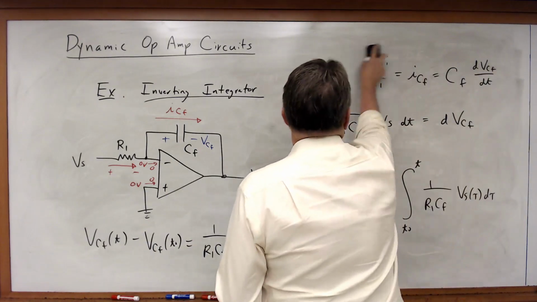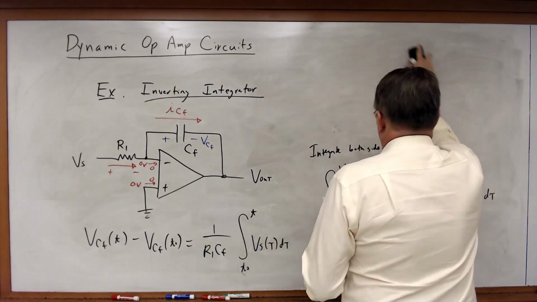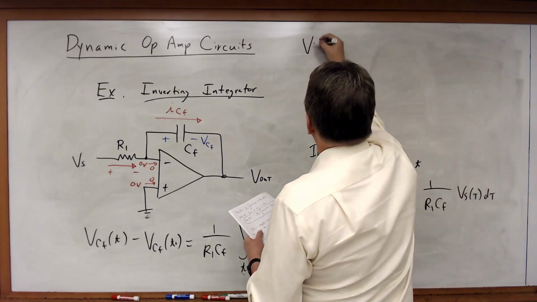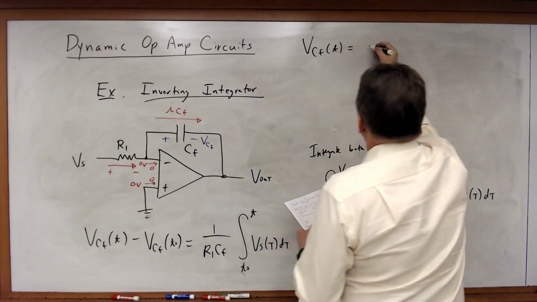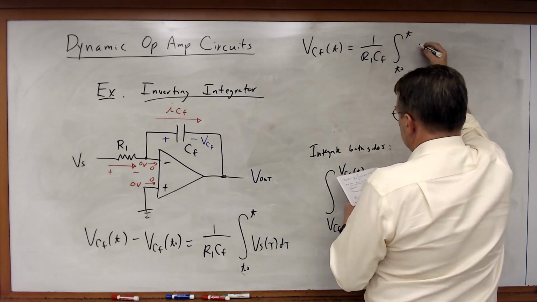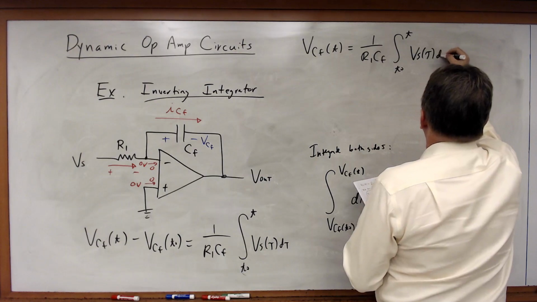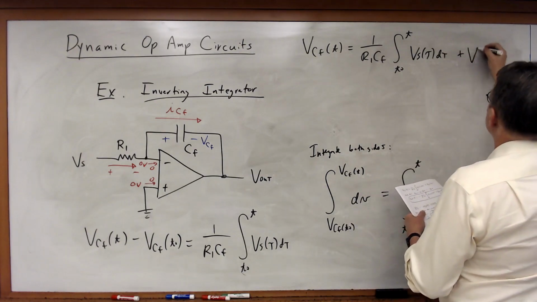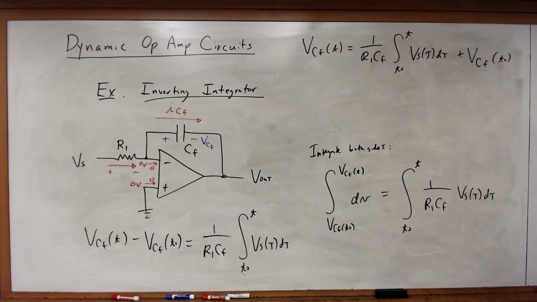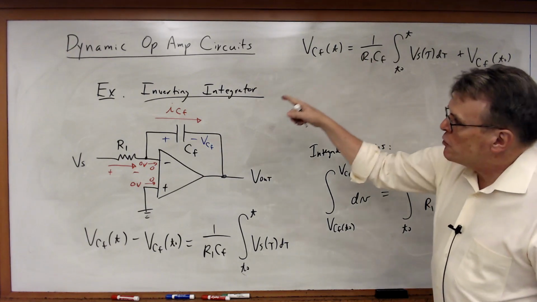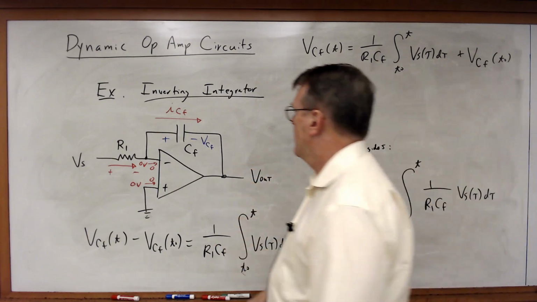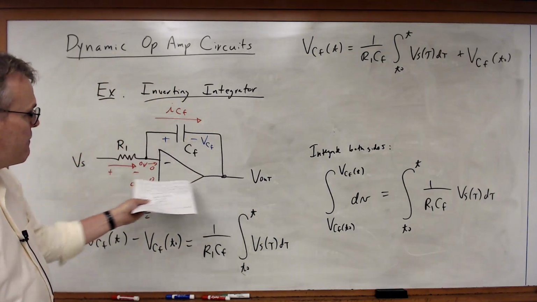So in this case, I can bring this over to the other side. So V_Cf(t) is equal to 1 over R1 Cf times the integral from t0 to t of Vs(tau) d tau plus V_Cf(t0). So I've got an expression now for the voltage across the capacitor. Where do I go now? Well, let's look at this. Clearly there's a relationship between V_Cf and Vout.